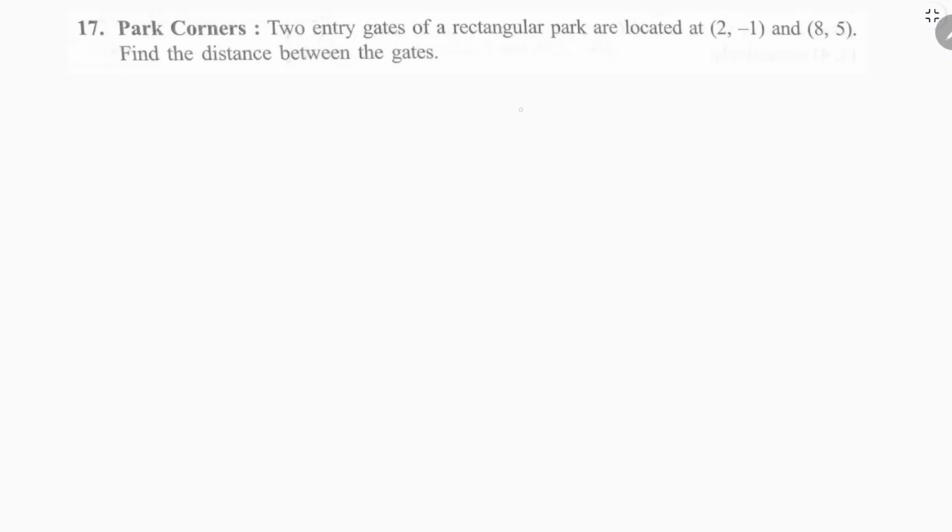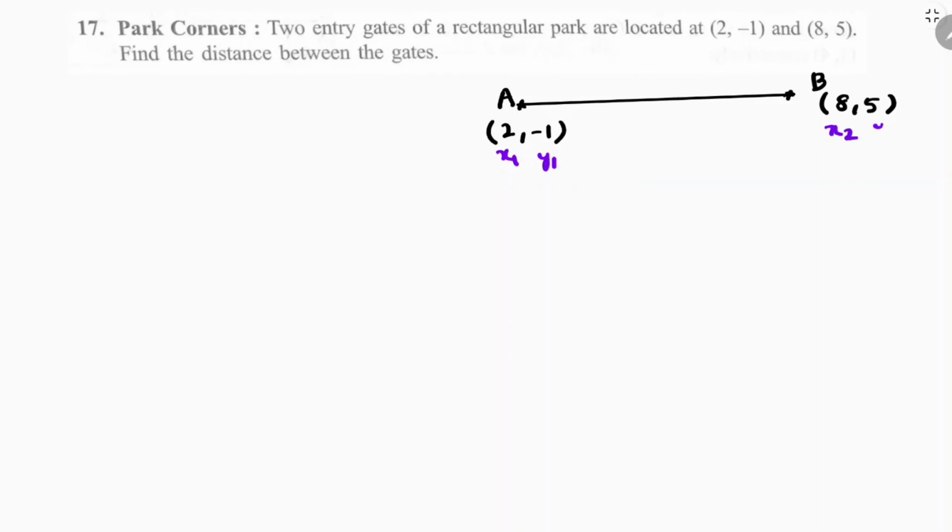So here I'll consider one gate as A, and it is located at (2, 1), and another gate B at (8, 5). So I need to find the distance between these two. I'll consider these points as x1, y1, x2, y2. Now I find the distance between these two gates.